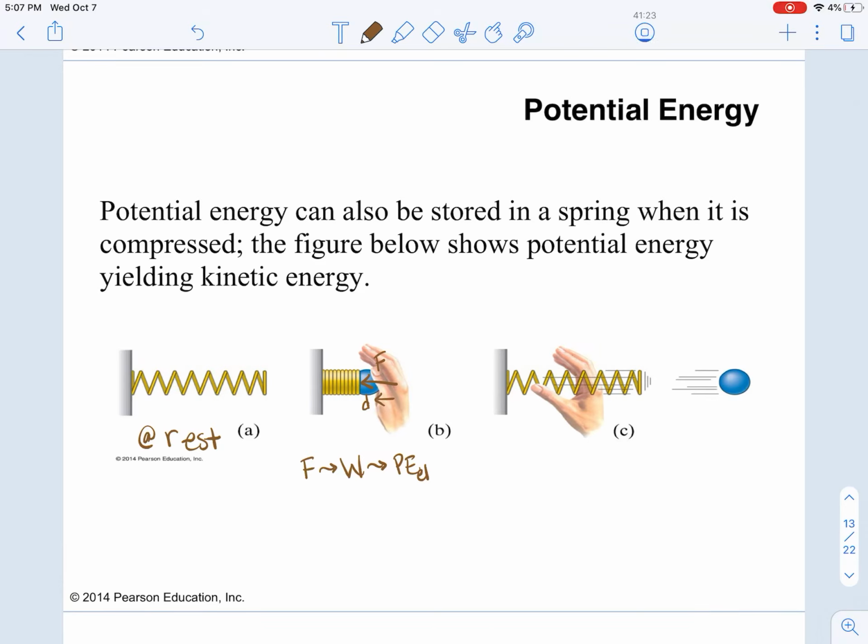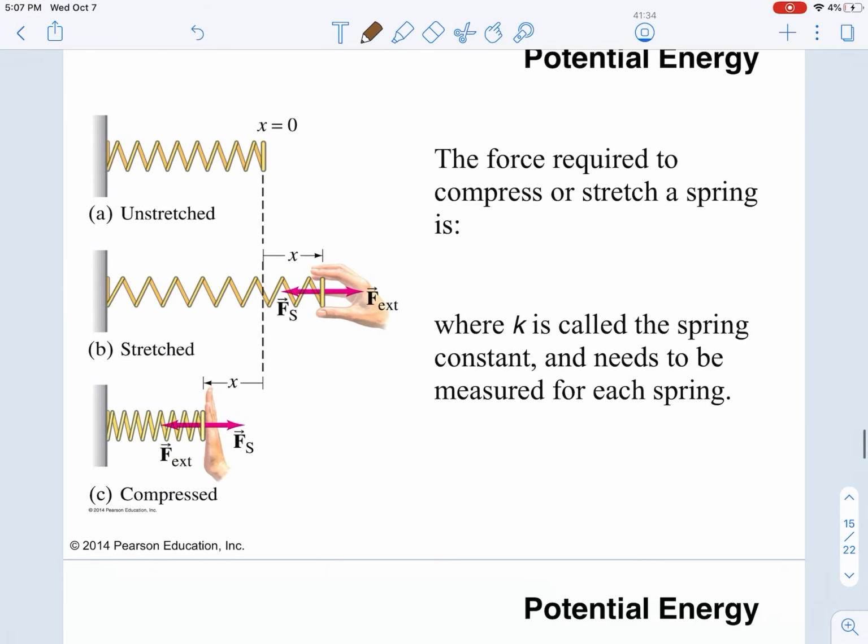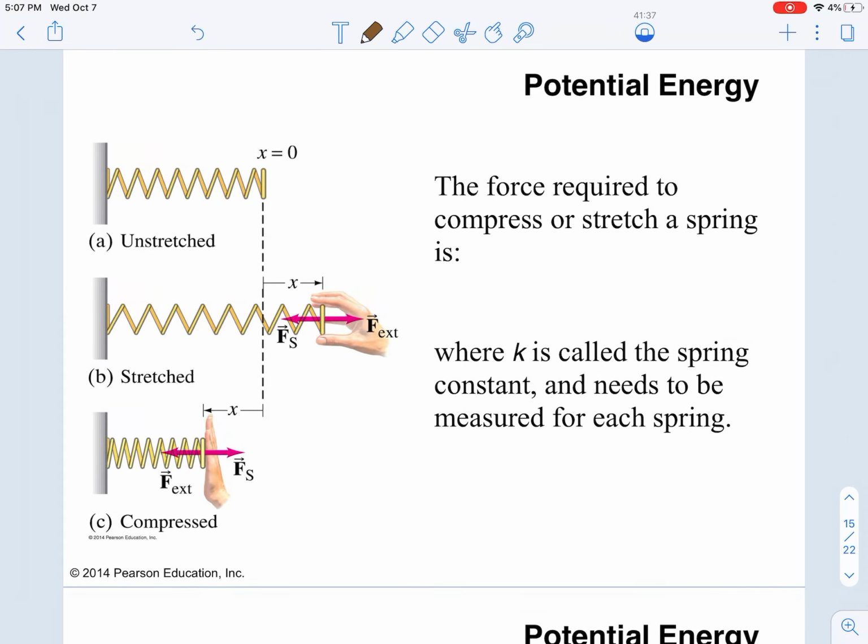And then you can see in picture C, when I let go, sure enough, that stored up energy is now transferred into action energy and it launches the ball forward. So this is kind of similar to my pinball machine example, okay? So the force required to compress or stretch a spring is, let me give you this formula. F for force, capital S for spring, is equal to kx, and we will be using the absolute value of that for our calculations. So this means F, capital S subscript, is the spring force.